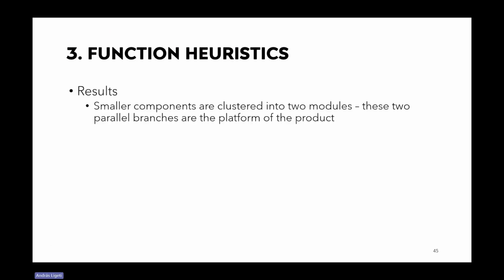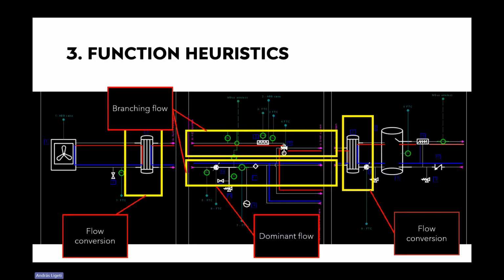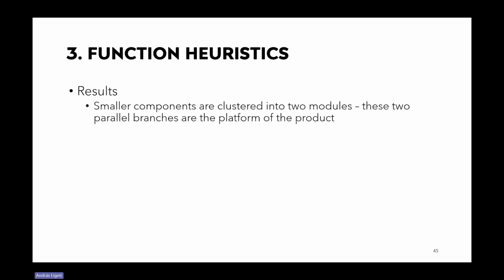So what we realized by using the function heuristics, basically we managed to cluster the smaller components, what you see here in the system. So these were the smaller components that you have seen in the matrix. We managed to separate them into two separate branches, so two separate modules. And this was basically the result of using this tool.